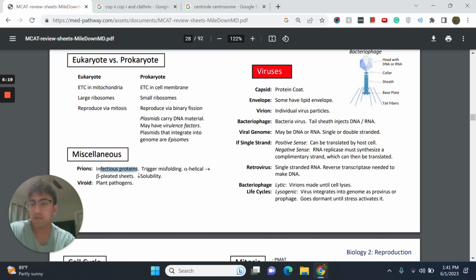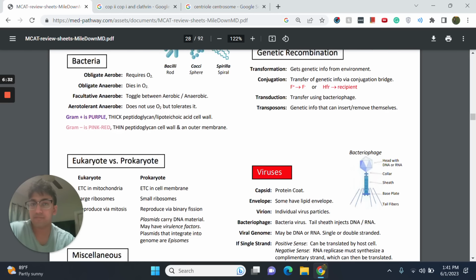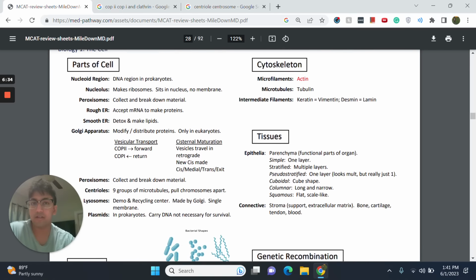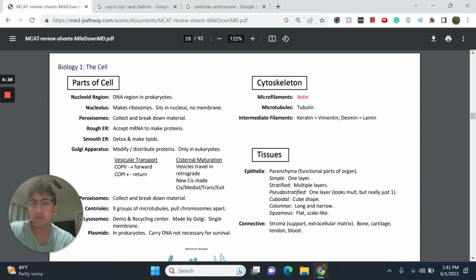Okay, some miscellaneous things that are not very high yield. Prions are infectious proteins. If you've ever heard of mad cow's disease or some really, really bad brain diseases, those are caused by prions. They trigger misfolding, and yeah, they're pretty bad. Viroids are plant pathogens.